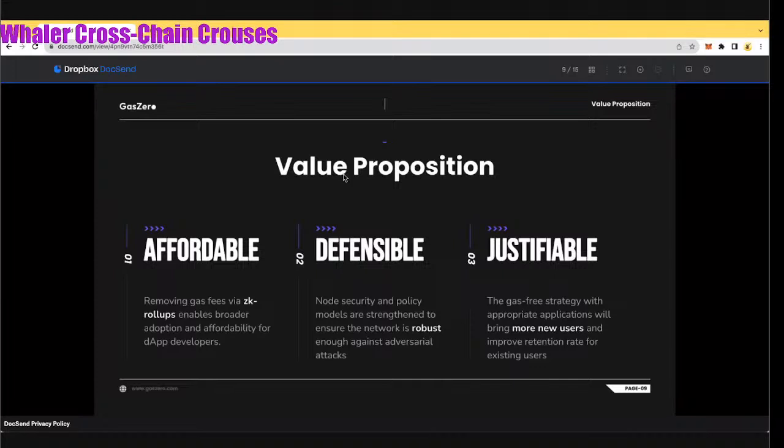We use an appropriate method to bring more users, to justify which users, and to share resources between users and dApps in a fairer way. That's what we are willing to have. So affordable, defensible, and justifiable are the three pillars which we are bringing to the blockchain, and this is our code of conduct to the users, and that's what we are willing to stay with and stick to.